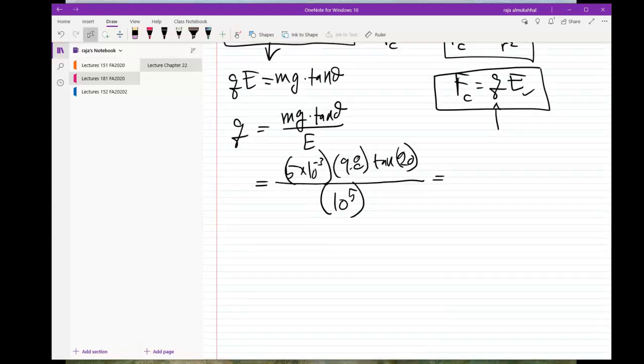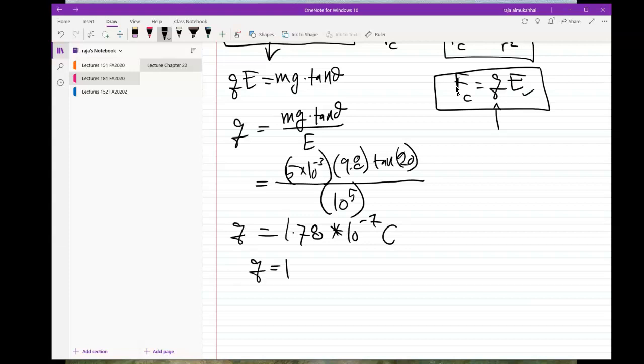My final answer for that: the charge here is, if I did it correctly, 1.78 times 10 to the negative 7 Coulomb. Or you can just say Q is 178 nanocoulomb. And there we go.